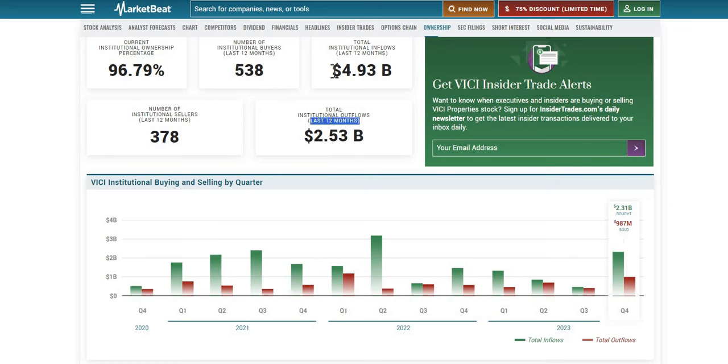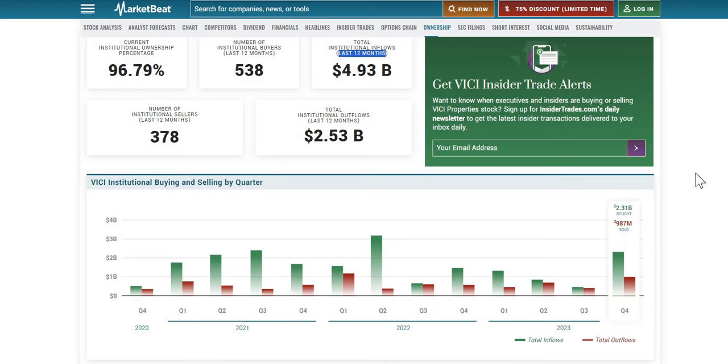Now, in terms of institutional ownership, it does sit around 97%, and we did see around $2.53 billion worth of sales by these institutions over the last 12 months. However, we did see a lot more buying, nearly double over the same period. And when we take a look, not only quarter on quarter in 2023, more buying than selling, but in Q4, the latest quarter for those institutions, a lot more buying than selling, 2.31 billion worth, in fact, versus 987. So we can see not only are the institutions bullish, but they have every single quarter over the last year bought a lot more than they have sold.